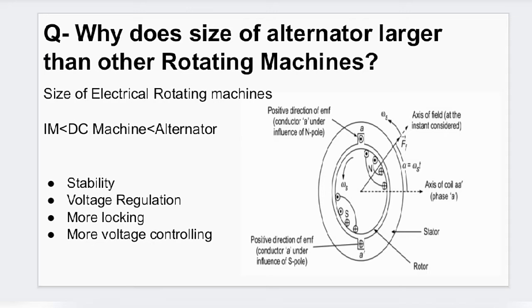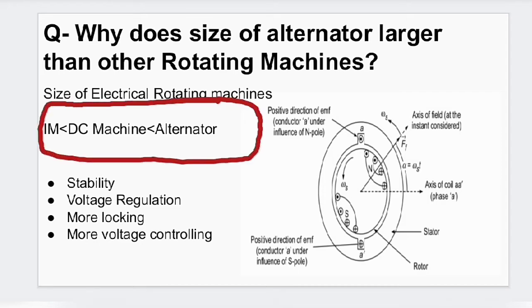As we know, if the size of any electrical rotating machine increases, then the cost also increases. So size is directly proportional to the cost of the machine. Despite this drawback, the alternator has the largest size compared to the induction machine and DC machine for the same power rating. Here you see, for the same power rating the alternator has a larger size.